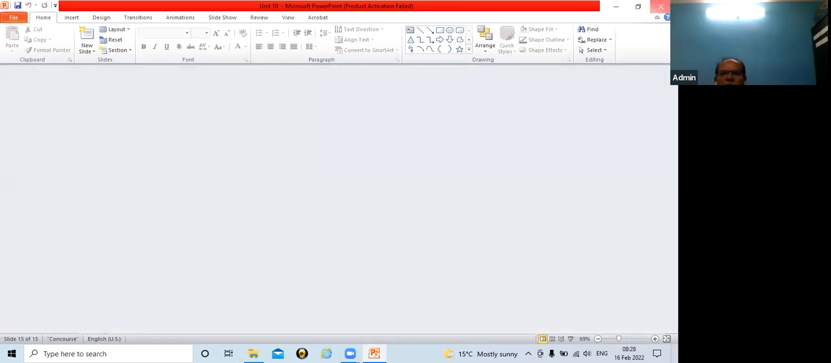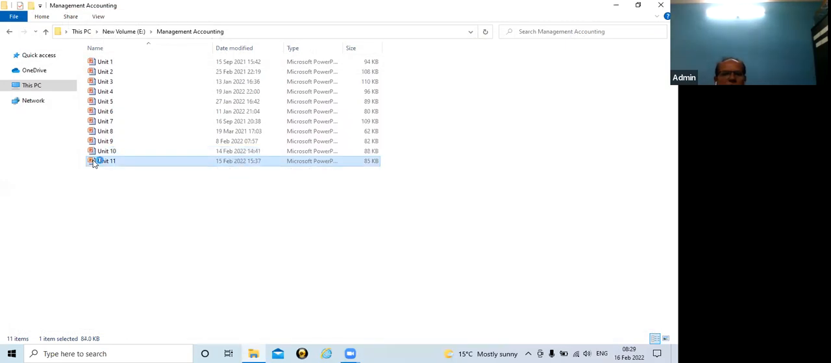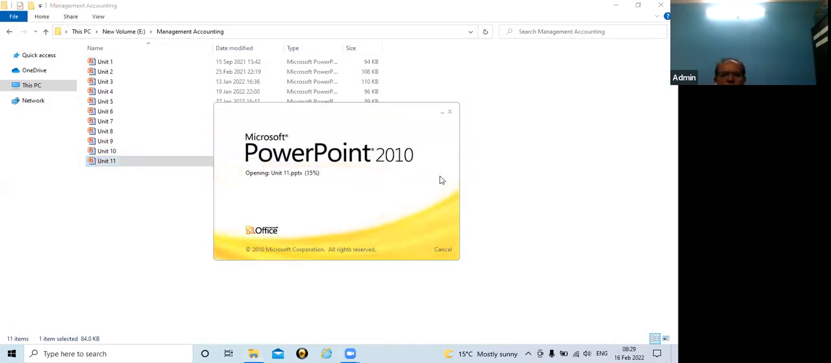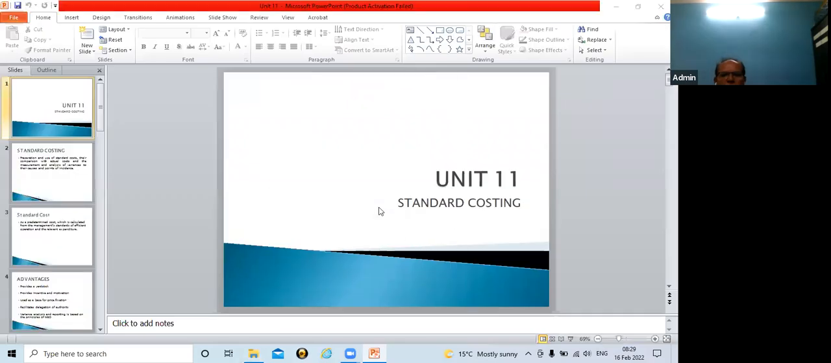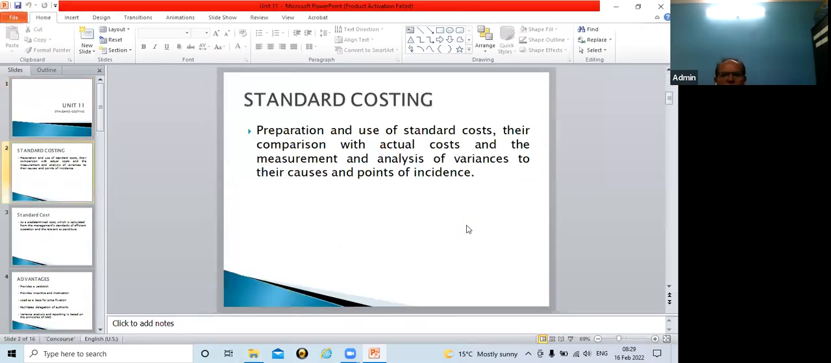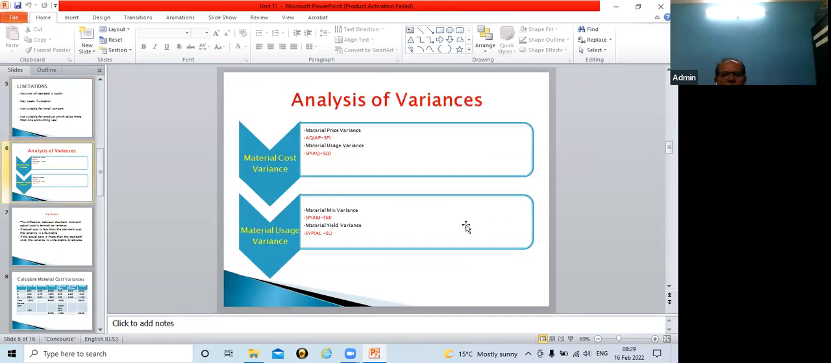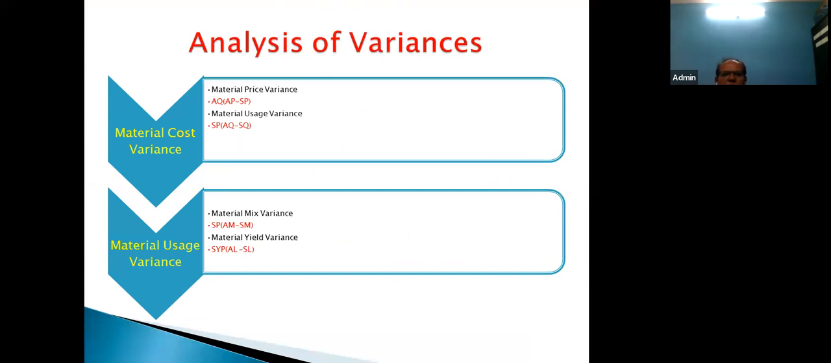Sorry, this is not that slide. It was about the cash budget. Now this is our slide, standard costing. Let me share this particular slide, analysis of variances. You will be asked to calculate material cost variances or material usage variances. Under material cost variances, you have to calculate these two sub variances, material price variances and material usage variances.